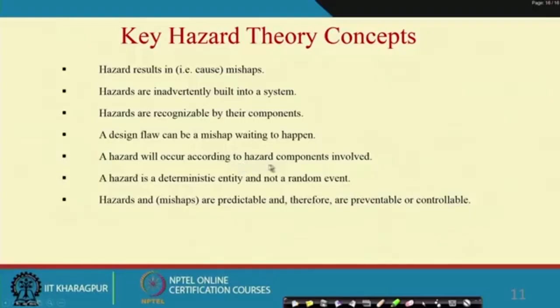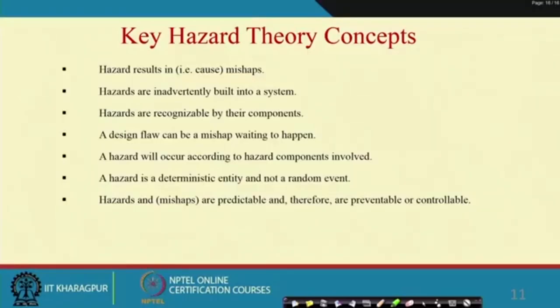A hazard will occur according to the hazard components involved. A hazard is a deterministic entity, not a random event. Understand, accident is a random event, but hazard is not a random event. It is known. If you do not know what the hazards are at your plant, that means you are ignorant about the system. You do not have adequate design and system knowledge. Hazards and mishaps are predictable. Obviously, as hazard is deterministic, it is predictable. Mishaps, even though random, are also predictable. And if something can be predicted, it can be prevented or controlled.